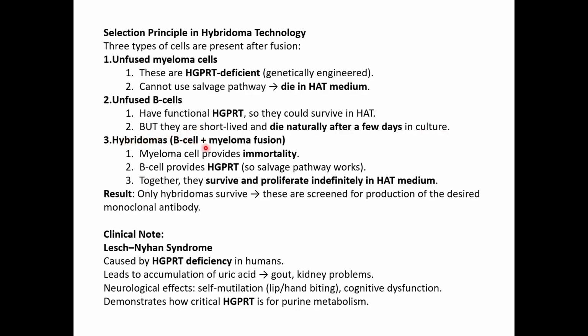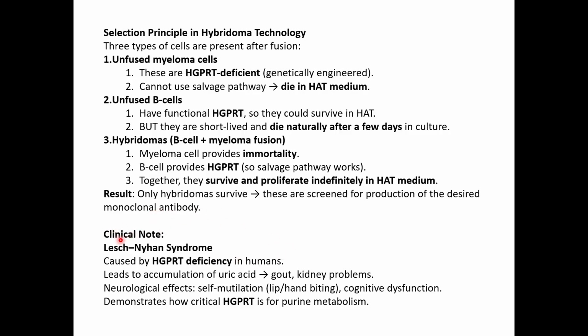But the hybridoma cells, which are B cell plus myeloma cell, the myeloma cell provides the immortality, and the B cells provide HGPRT, so they are both now long lived and can also go to the salvage pathway and produce the purines and nucleotides. Together they survive and proliferate indefinitely in the HAT medium, and as a result, only hybridoma cells survive. These are screened for production of the desired monoclonal antibody activity.